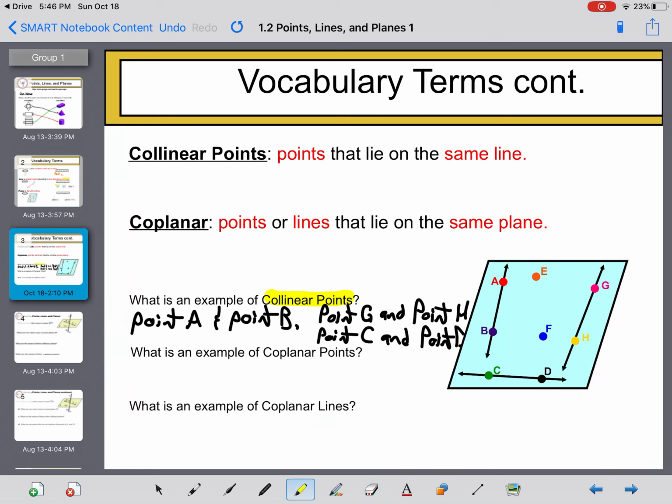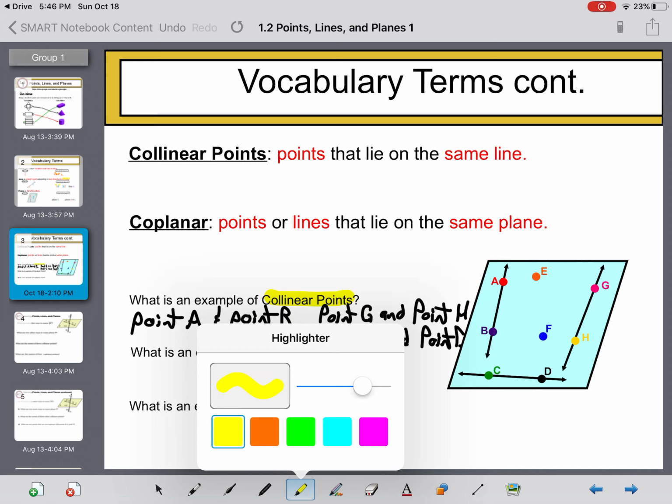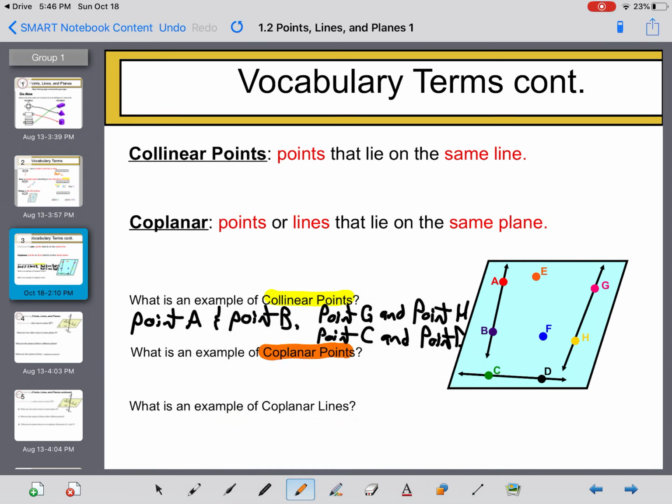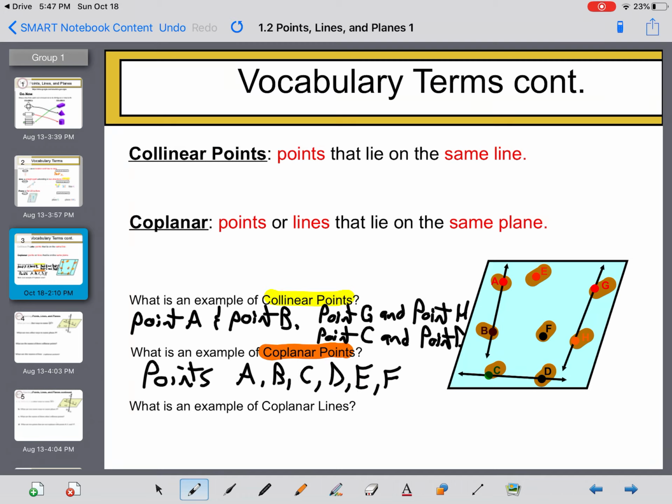So your coplanar points, let's see if we can do this in a different color. Coplanar points are point A, point B, point C, point D, E, F, G, and H. So your coplanar points are all of them in this case. Points A, B, C, D, E, F, G, H. Those are your coplanar points.